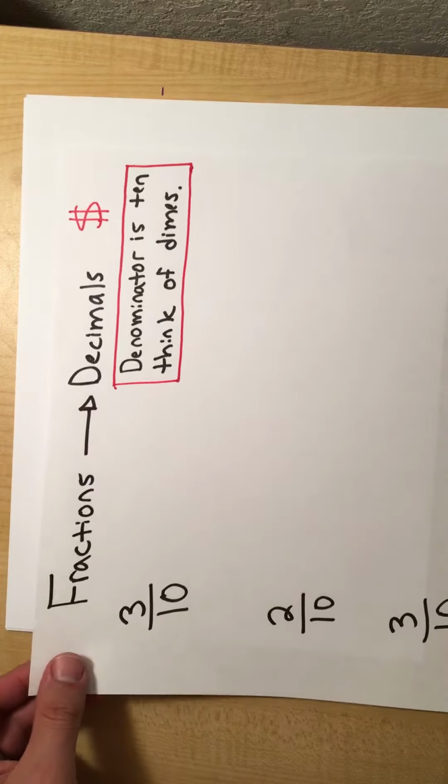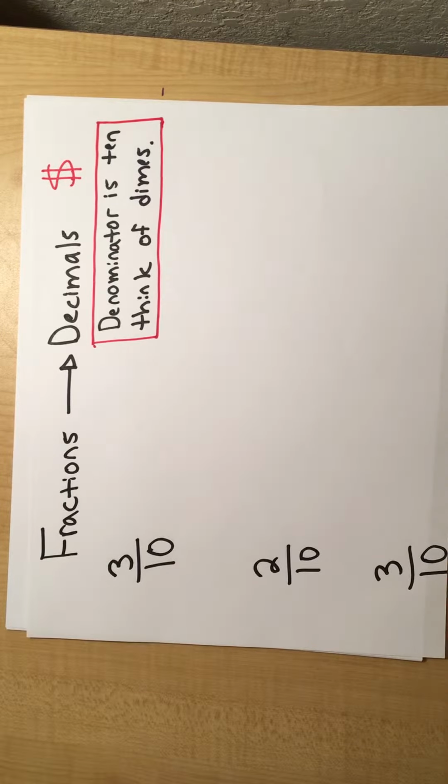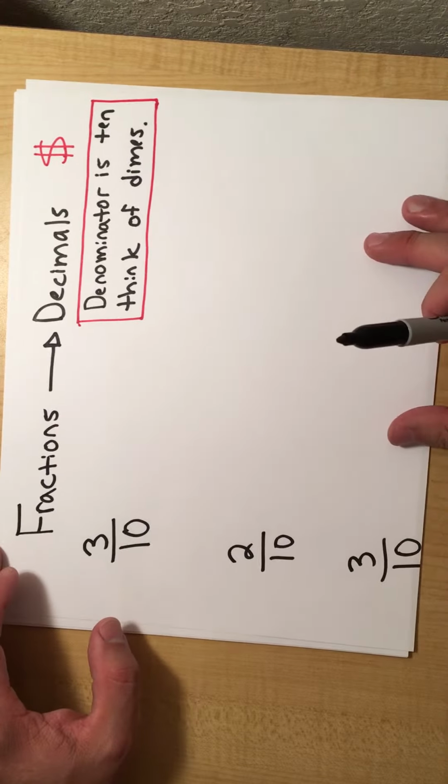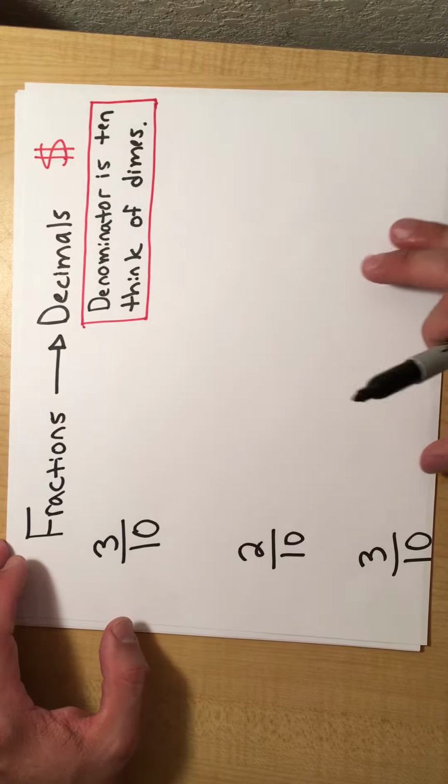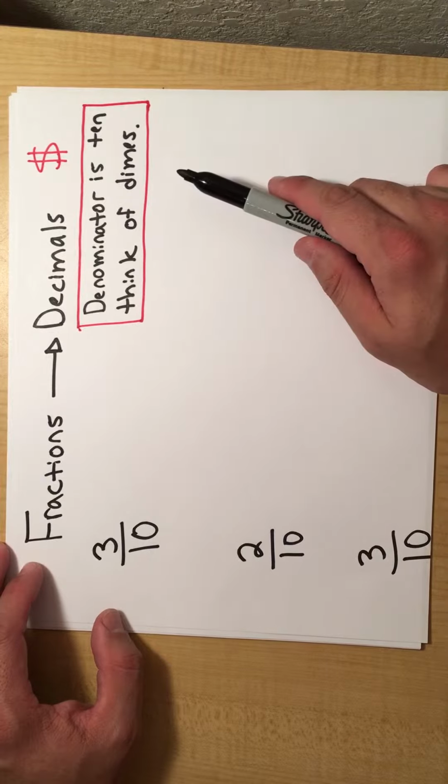You just have to think of money. If the denominator of any fraction were to end in 10, as you guys see, do you guys see these fractions here? The denominator is ending in 10 for all 3 of them. We're going to think of dimes.